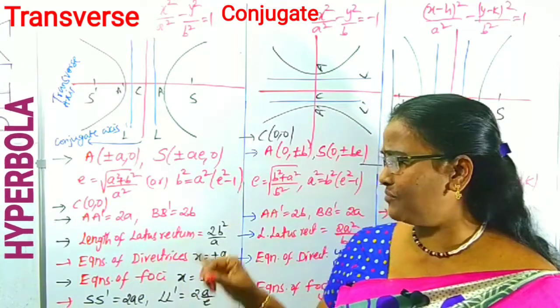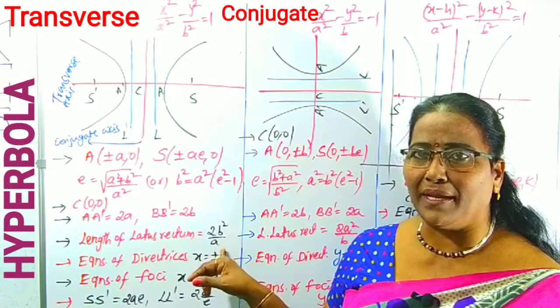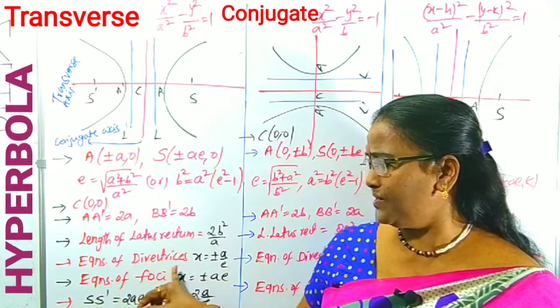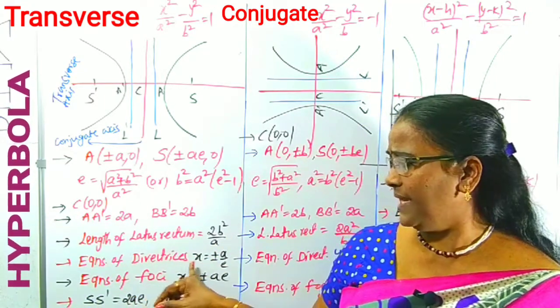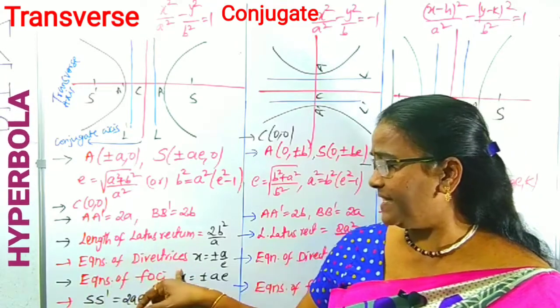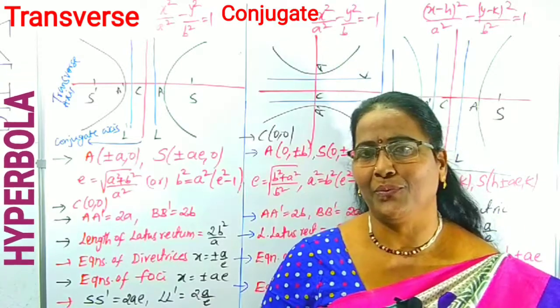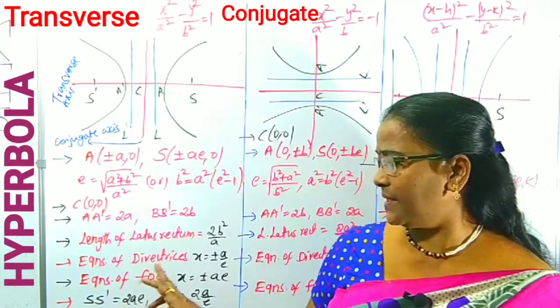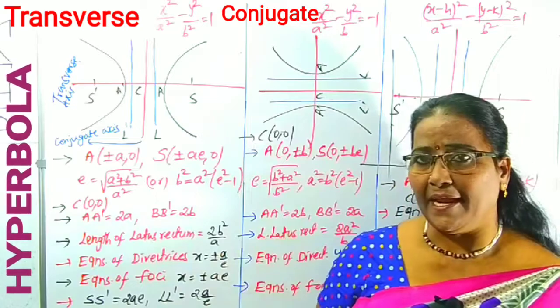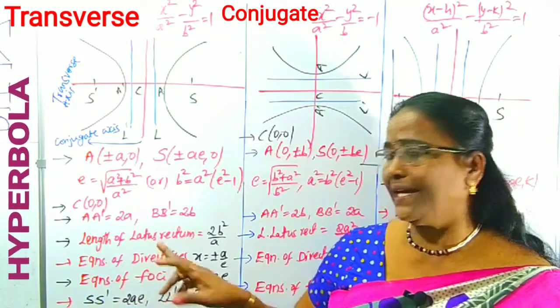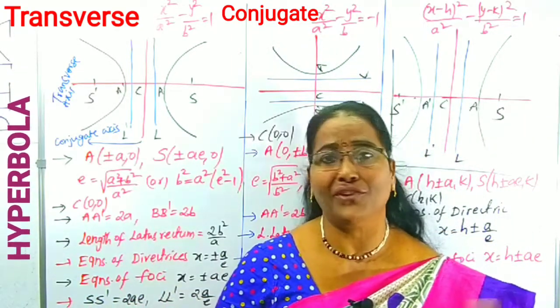Length of the latus rectum we can collect as 2b square by a. And the equations of the directrices are x equals plus or minus a by e. What are the equations of the directrices? x equals plus or minus a by e. Equations of foci, sometimes you may be asked the equations of foci also.